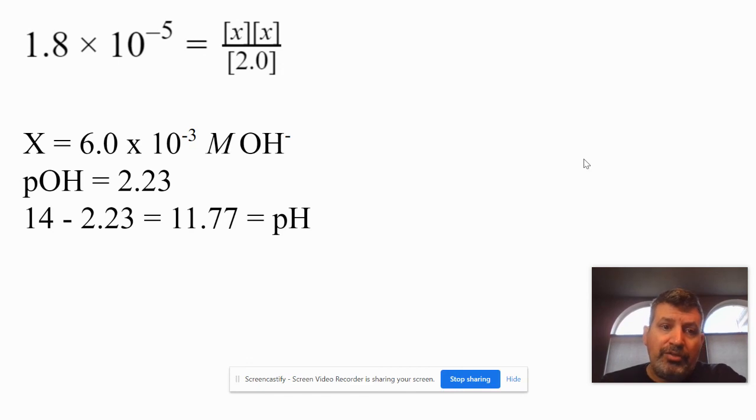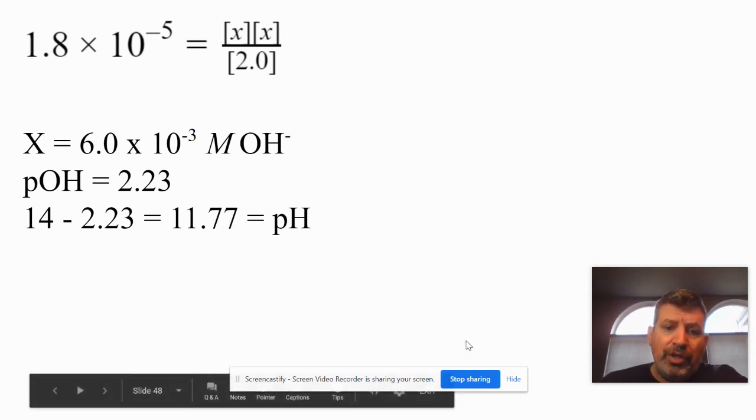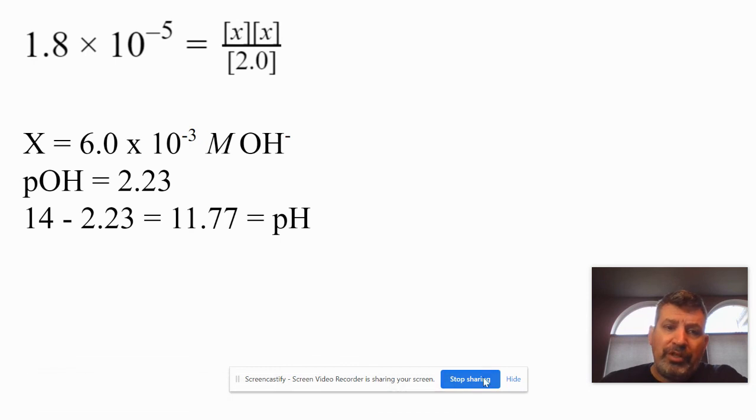Okay, so that's how to do the strong and weak bases. They're very similar to acids, but I thought I'd throw this in there just so you're not confused by the notes, or if any questions come up, you've got a little bit of help there.